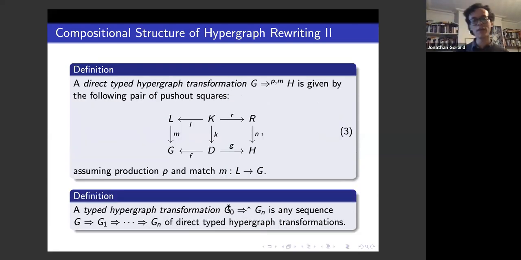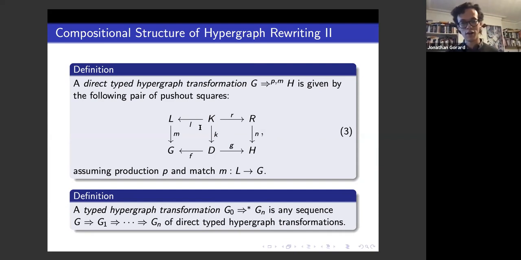And then to actually apply that rule, the rule has to match somewhere. For us, a match just means a morphism from the left-hand side of the rule to the full hypergraph G. If such a morphism exists, then we can apply a direct transformation from the hypergraph G to the hypergraph H. In that case, this transformation is given by a push-out complement square, which you see on the left here.